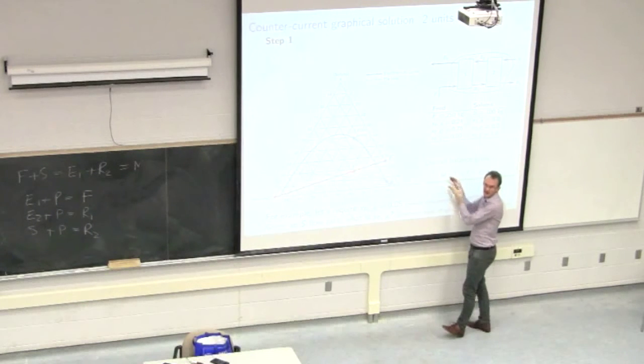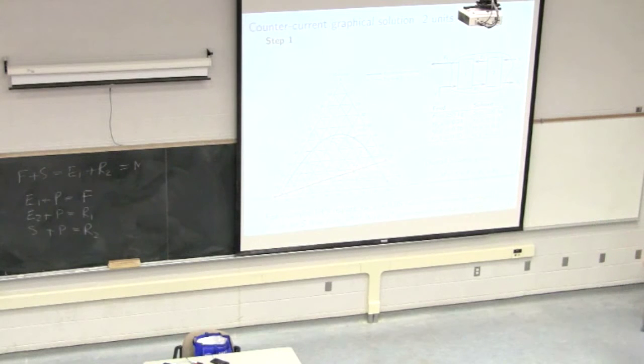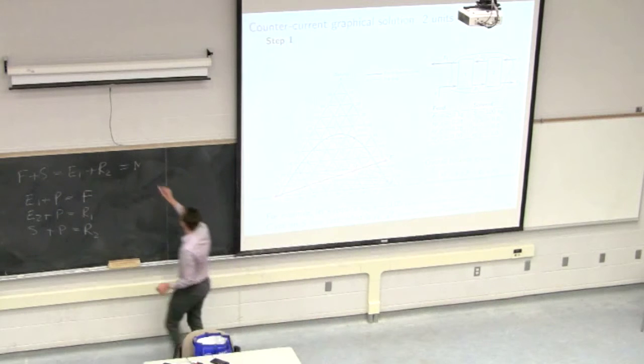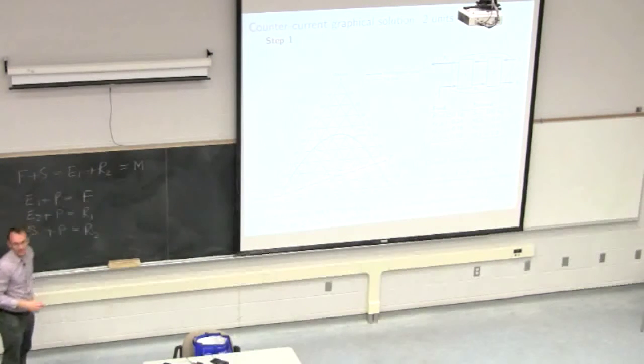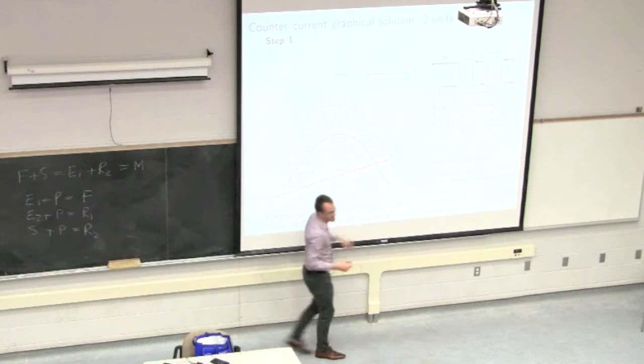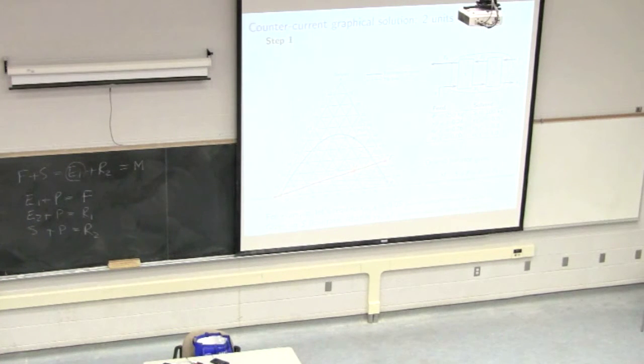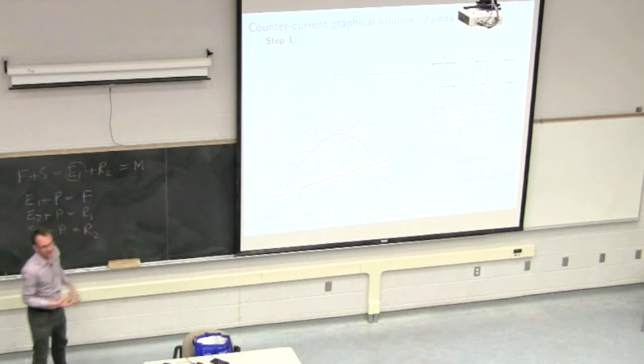To locate P, I need another point, another line to intersect it. So to get that second line, we step back and look at that diagram a bit, and we can figure it out as follows. We know F, we know S, and because we know those two, we know the mixture in the middle there. But we also have the second part of the equation, E1 plus R2 equals M. So we have two pieces there. We know where R2 is. We know where M is. So we can figure out where E1 is based on that lever rule, because I know where M is and where R2 is, so I can find where E1 is.